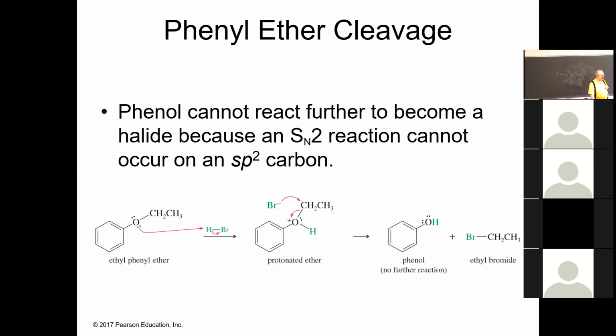Okay, so the mechanism starts out the same. Oxygen gets protonated. The bromide has to attack the CH2. Okay, it cannot attack here. Okay, so you only get phenol and ethyl bromide. The phenol does not react any further.